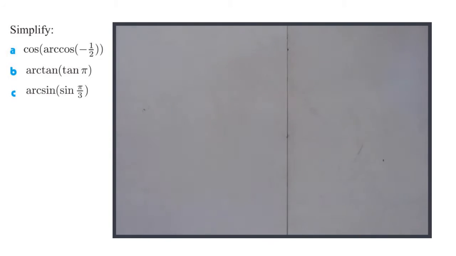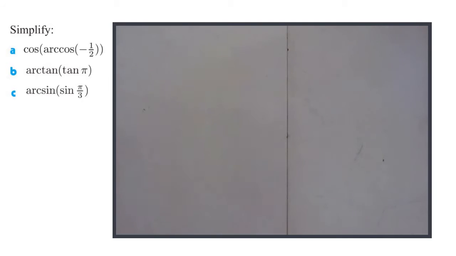If you just take the inside bit, arc cos of minus a half, that converts to an angle. So basically, if you find arc cos of minus a half, you find an angle such that cos of the angle is minus a half, right? Then once you have that angle, we're taking cos of that angle. So that's just going to get you right back to the start.